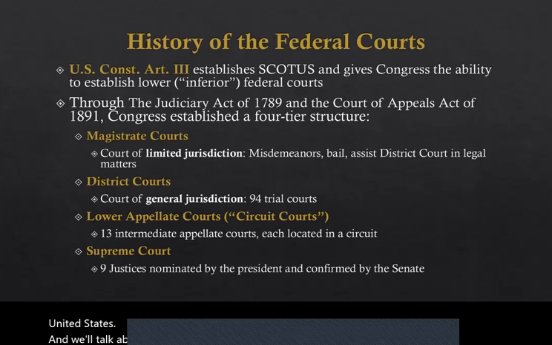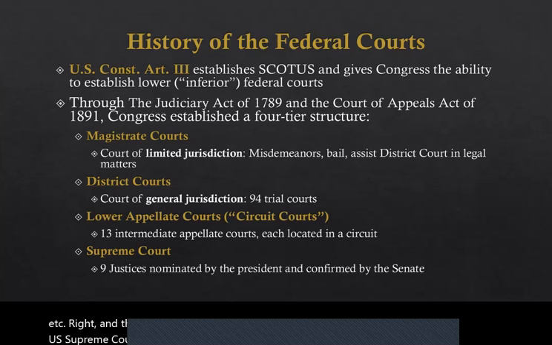Congress also established the lower appellate courts, called circuit courts. There are 13 intermediate appellate courts, each located in a circuit. You may be saying, what on earth are you talking about? Don't worry, I have a picture. But there are 13 intermediate appellate courts, right? I worked for the US Court of Appeals for the First Circuit. There's a US Court of Appeals for the Second Circuit, the Third Circuit, etc. And that's just below the US Supreme Court.